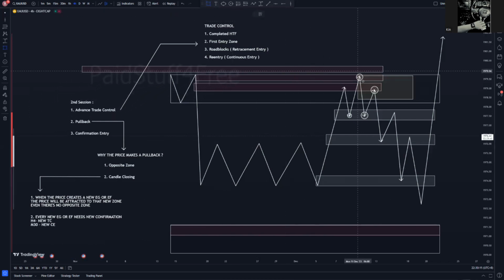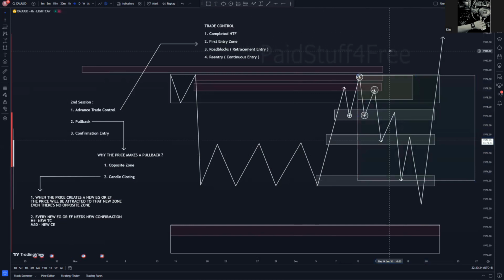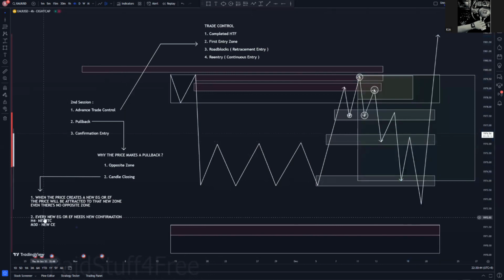For example, maybe somewhere around here, we have a new engulfing sell on H4. The price closed as a new engulfing sell on H4 somewhere here, and then the price makes a pullback because there was a new H4. So why does the price break through this H4 sell? Because every new EG or EF needs new confirmation. Talking about confirmation, it's not just about the confirmation entry, but the confirmation that the current market price needs to create.